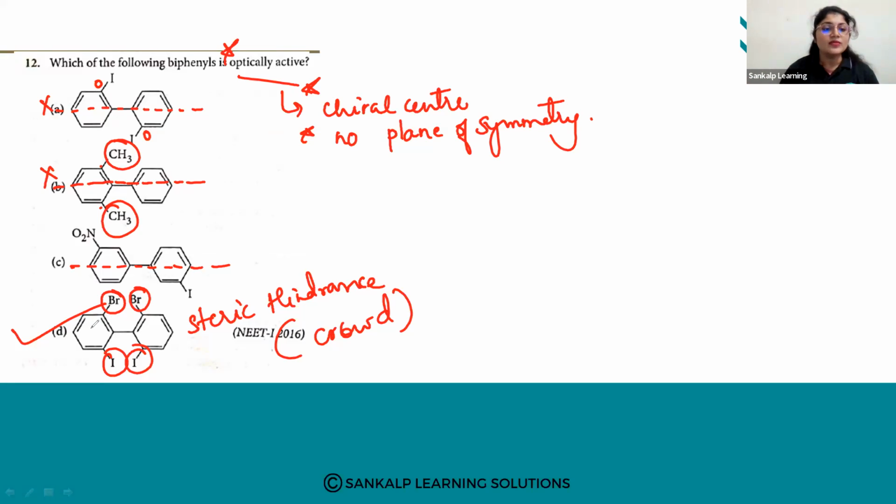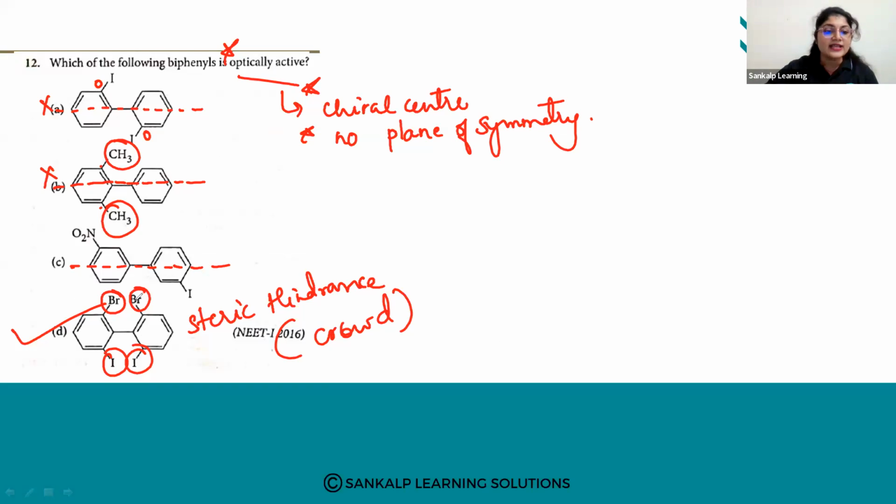Now here what is happening, these atoms, these molecules, they are perpendicular to each other. So if they are perpendicular to each other, they will not be in the plane, and therefore they are optically active. So D is the correct answer. Understood? So what is the reason for optically active? They should have a chiral center, they should have no plane of symmetry.